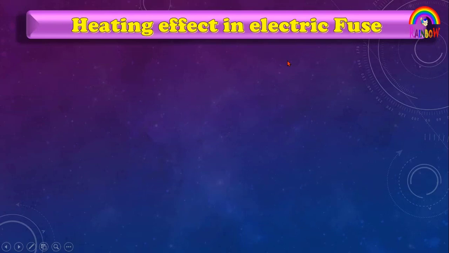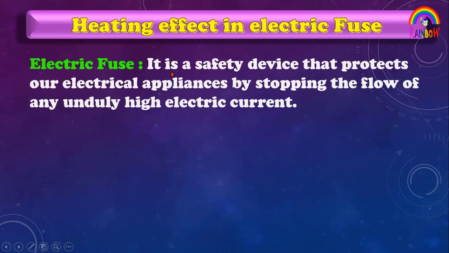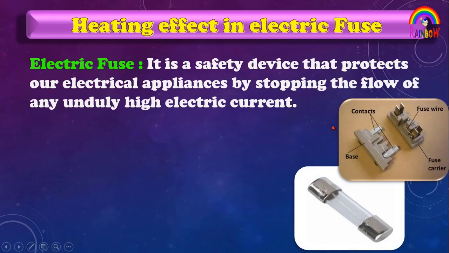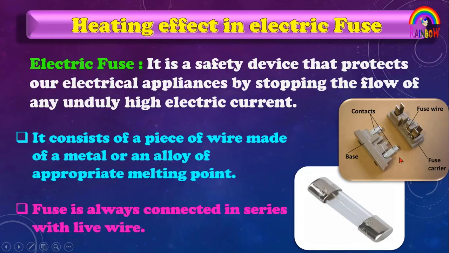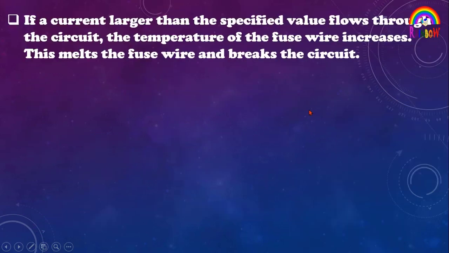Heating effect in electric fuse. Electric fuse is a safety device that protects our electrical appliances by stopping the flow of any unduly high electric current. It consists of a piece of wire made of a metal or an alloy of appropriate melting point. Fuse is always connected in series with live wire. If a current larger than the specified value flows through the circuit, the temperature of the fuse wire increases. This melts the fuse wire and breaks the circuit.